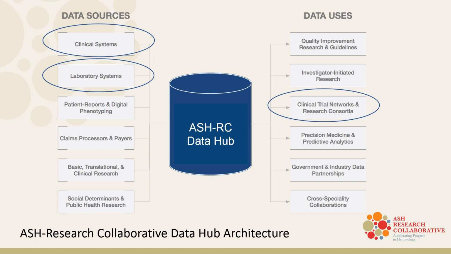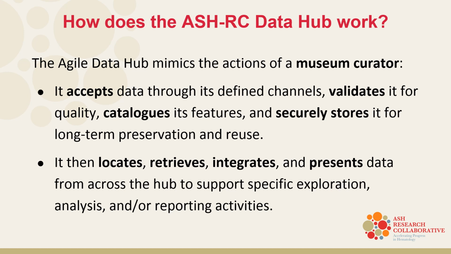So how does the ASH Research Collaborative Data Hub work? I think it's helpful to think of this as a museum curator. So we can accept data through various defined channels. Importantly, validate those data for quality. We recognize that that quality is key to making good use of these data, both for the purposes of the CTN and for research analyses, to catalog its features, and then to securely store these data for long-term preservation and reuse. Then we can locate, retrieve, integrate, and present data from across the hub for a wide variety of activities from sites that participate and interested researchers.